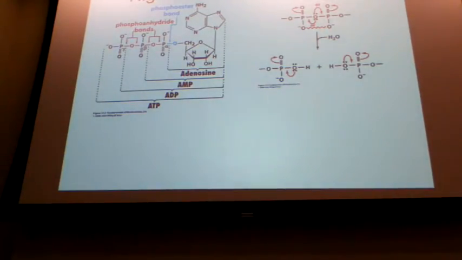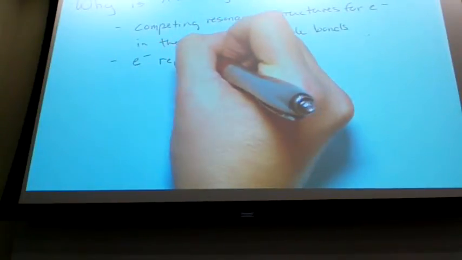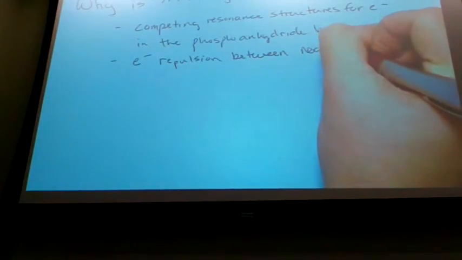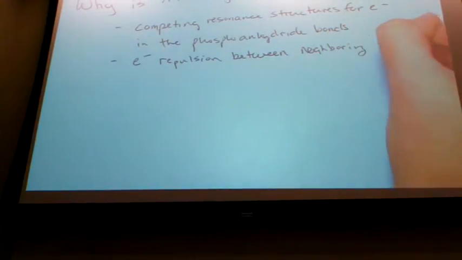And then the other thing that's going on is what they're trying to show right here. What does that represent? Not a bond. Oh. Negative charges repel each other. Yeah. So we have electron repulsion between neighboring oxygens.